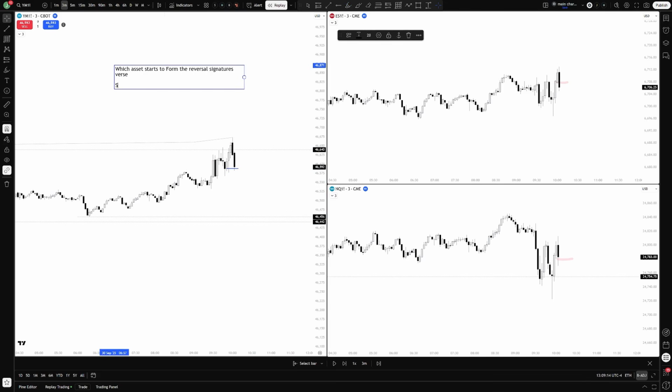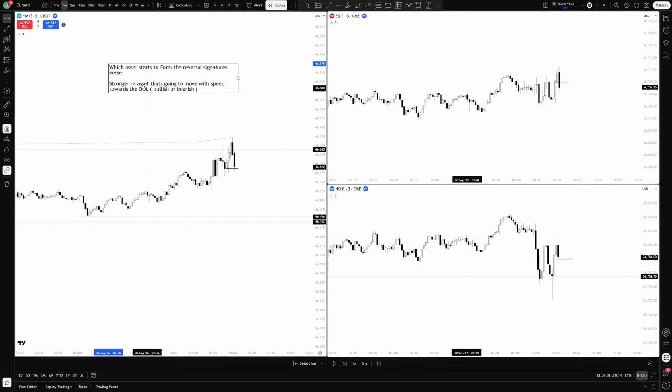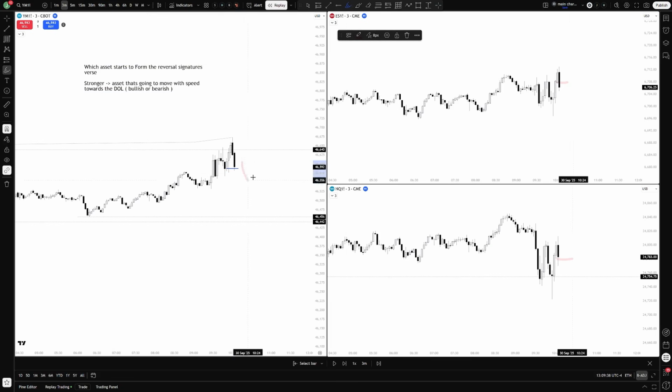Also, when I say stronger, I mean the asset that's going to move with speed towards the draw on liquidity, can be either bullish or bearish. So in this scenario, YM is the stronger asset because it's forming the change in state of delivery. So YM is going to be the stronger asset to the downside, right? So then let's play through price here.